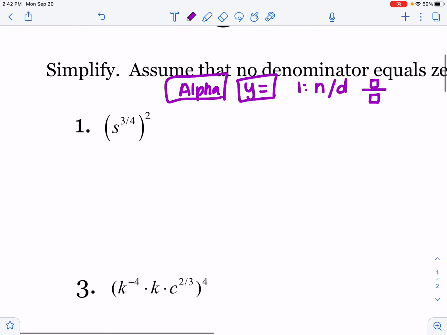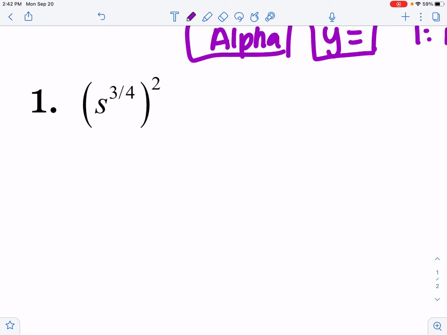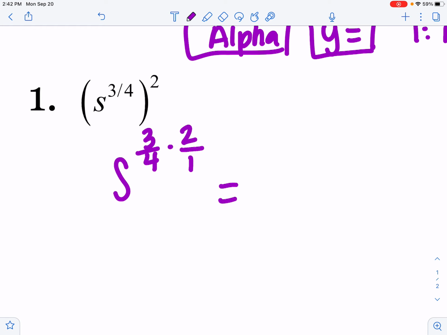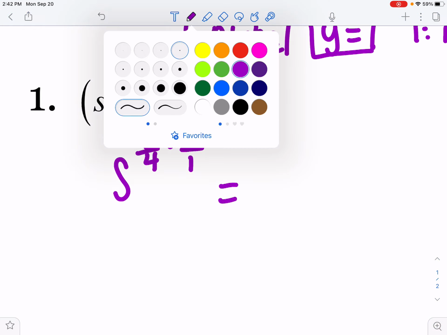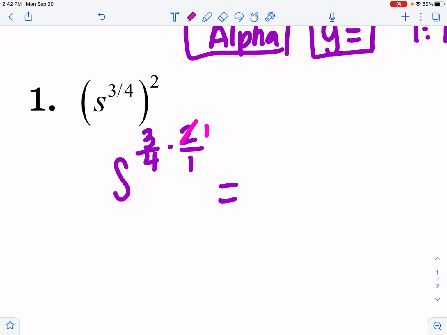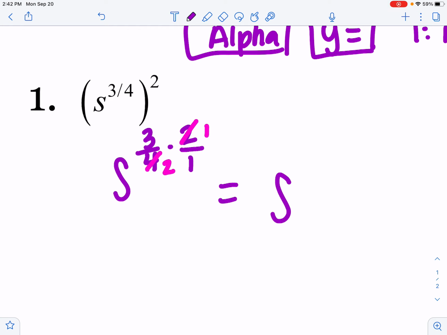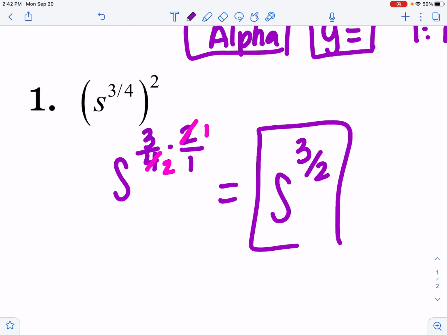So let's get started. Example number 1, we have s to the 3/4, squared. Whenever you have a power raised to another power, remember you're going to multiply those exponents. So that's going to be s to the 3/4 times 2. And when you multiply that, you can cross simplify. 2 divided by 2 is 1, 4 divided by 2 is 2, and that's going to give you s to the 3/2. No negative exponents, none of my denominators are 0, so we are good to go with number 1.